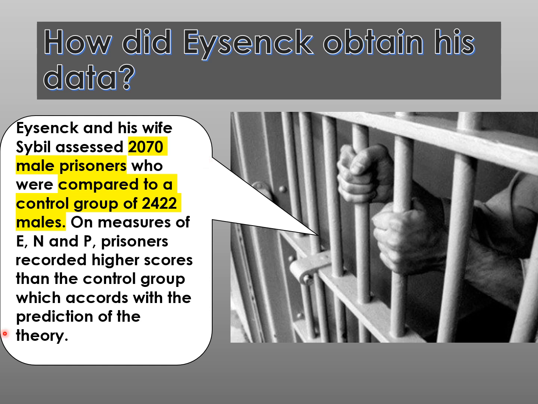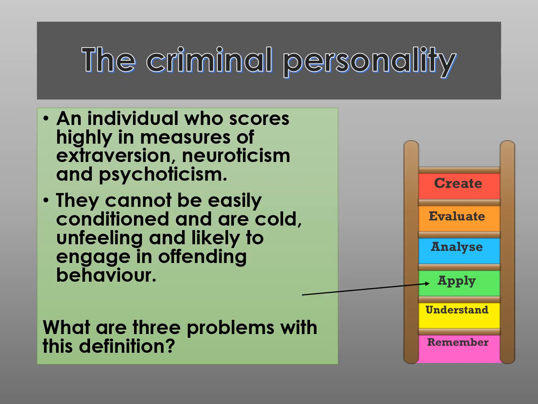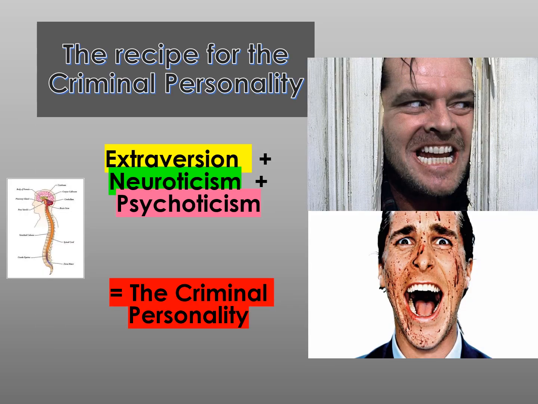Now, obviously from this, we can take away the fact that him and his wife did this, so we have researcher bias. We have a large sample, but they are all male. We've got a control group though, which is really good for comparison. And it's a questionnaire, it's a personality test. So we're going to see issues with self-report, validity, and generalizability. So these three things, two great films, The Shining and American Psycho, these three things make somebody a criminal.